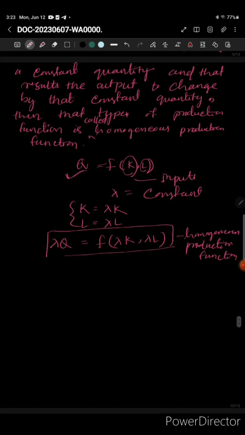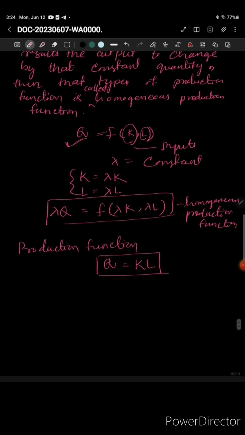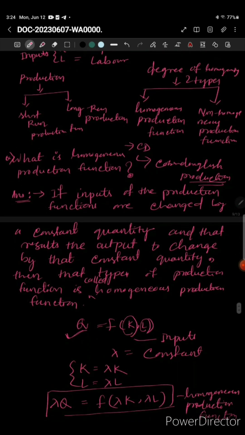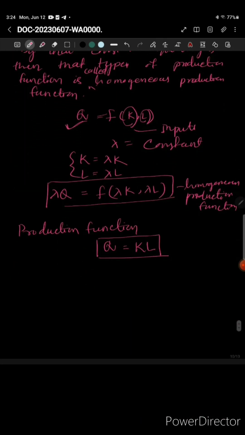So let's prove it for our question. Our question is given as the production function Q equals KL. Here we can take lambda as 2 because the question says doubling both the inputs, that means we have to increase both the inputs by 2 times.